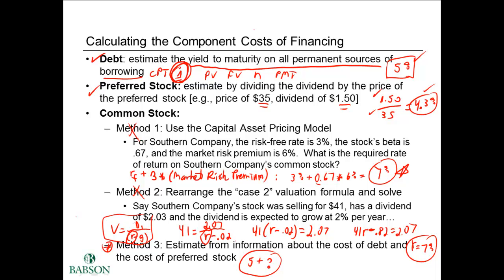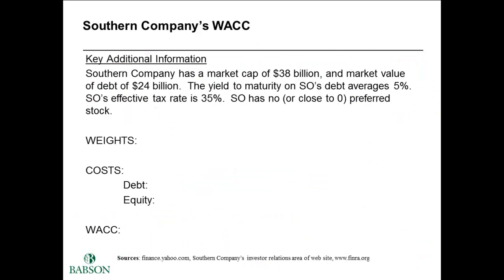So we've just come up with some methods for estimating the required rates of return on all of the component sources of capital for Southern Company. So let's say we have some additional information. Southern Company has a market cap of $38 billion. What does that mean? That's the market value of their equity. They have a market value of debt of about $24 billion. Where did I get that information from? I got that from Thomson Reuters through Yahoo Finance. The yield to maturity on Southern Company's debt averages 5%.